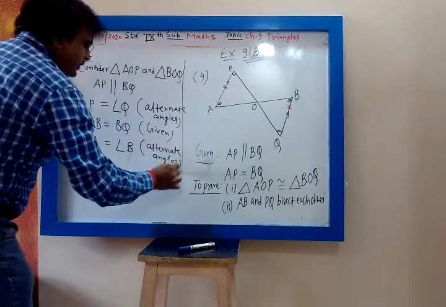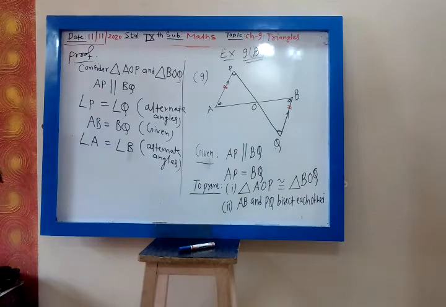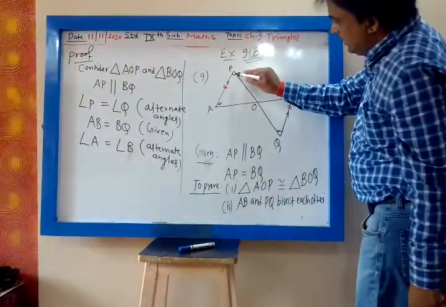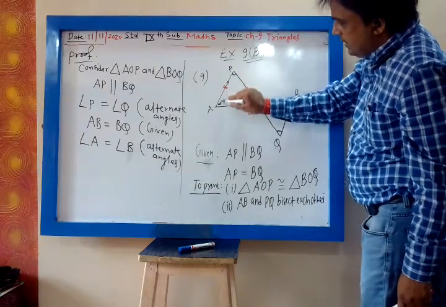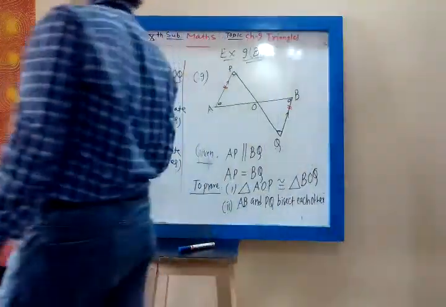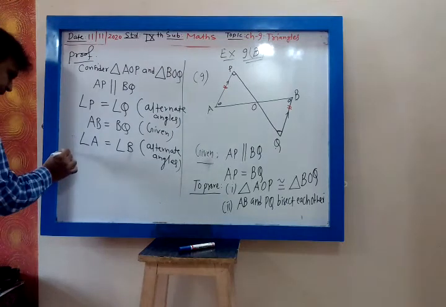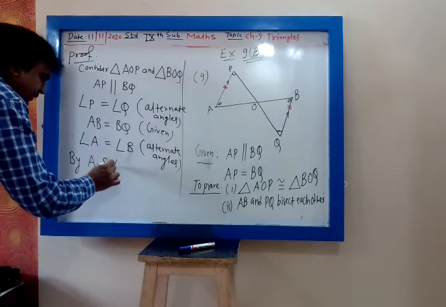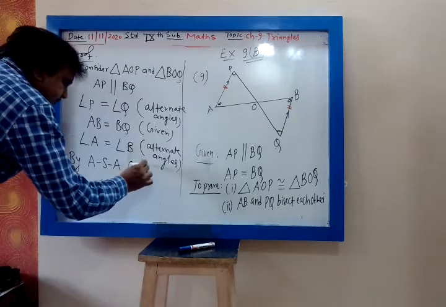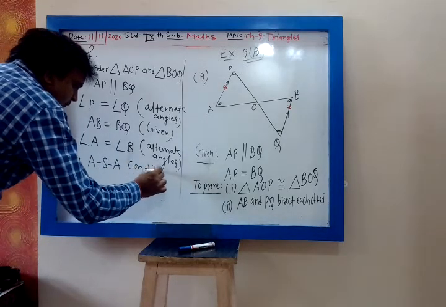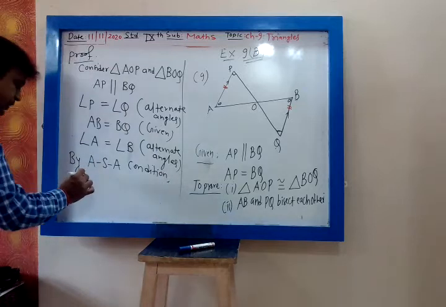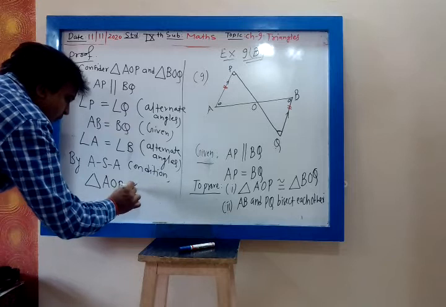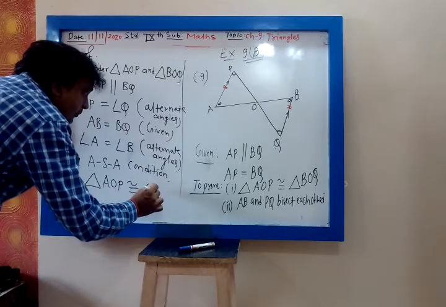So now, which condition of congruency do you get? Angle, side, angle. So by ASA, angle, side, angle condition, the two triangles are congruent. Triangle AOP is congruent to triangle BOQ.